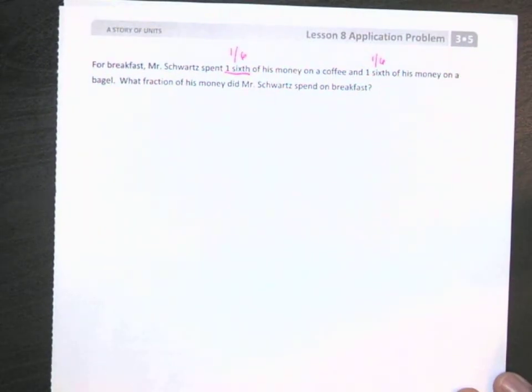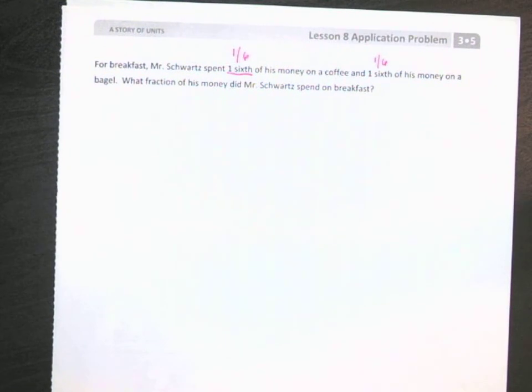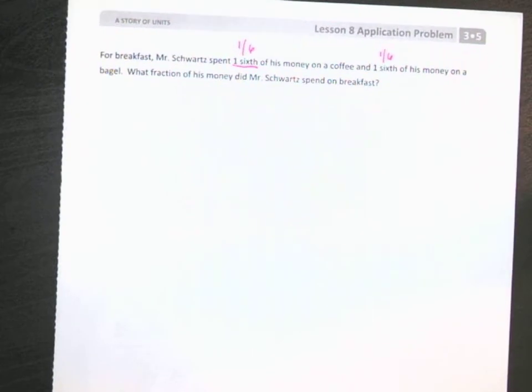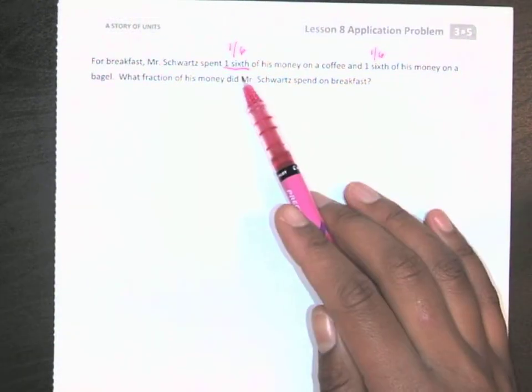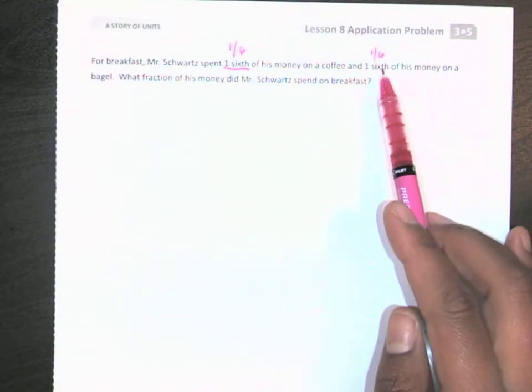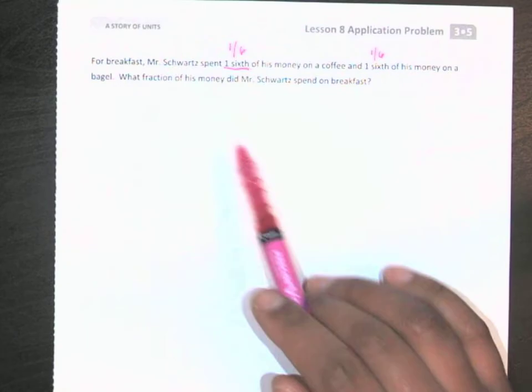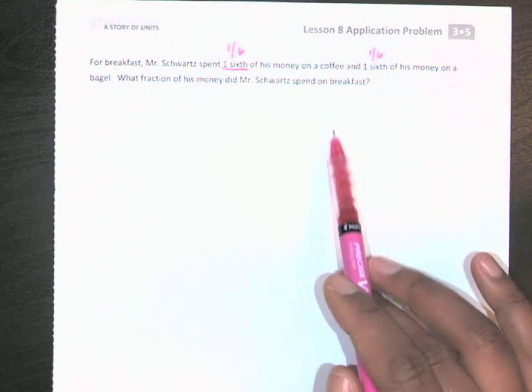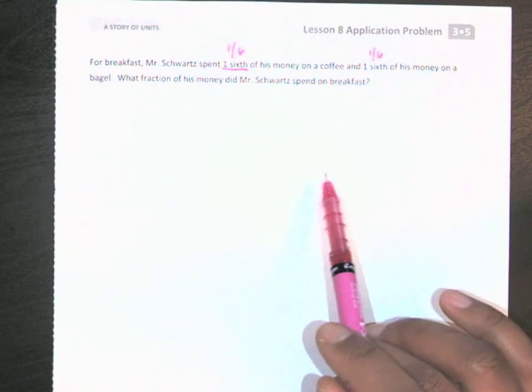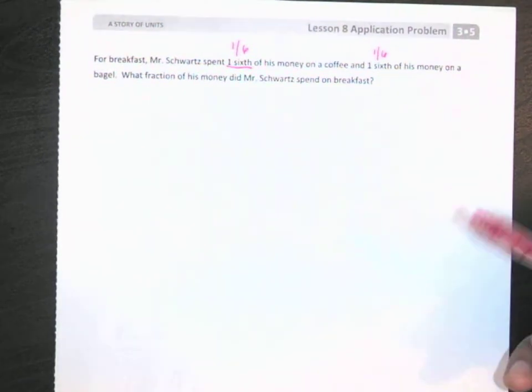For breakfast, Mr. Schwartz spent 1/6 of his money on a coffee and 1/6 of his money on a bagel. What fraction of his money did Mr. Schwartz spend on breakfast? So what you are doing here is taking the amount of his money that he has spent and figuring out how much he spent on breakfast. Even if you need to draw it out in a rectangle, make a tape diagram, you need to make sure you show your work. Draw a picture showing me how you figured out how much of his money he spent on breakfast.